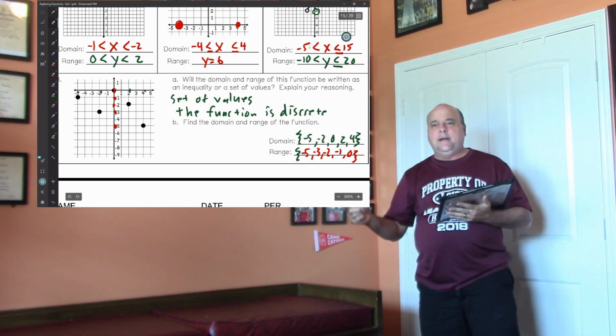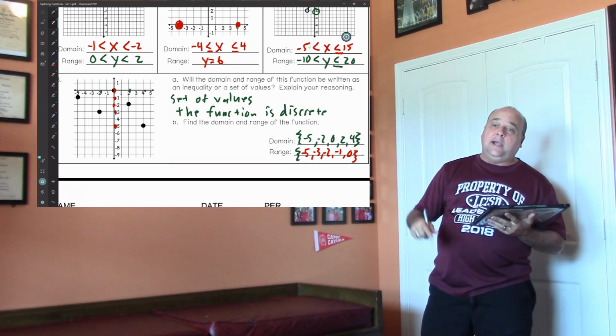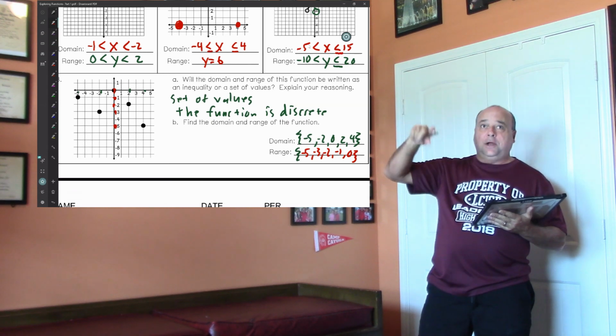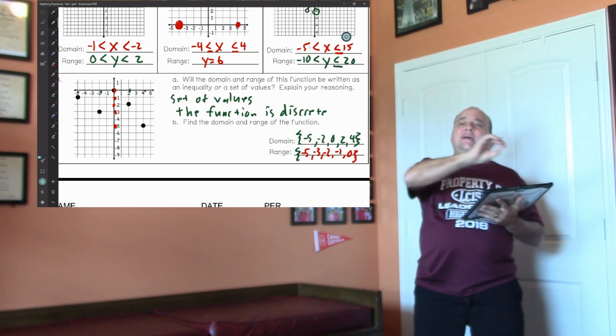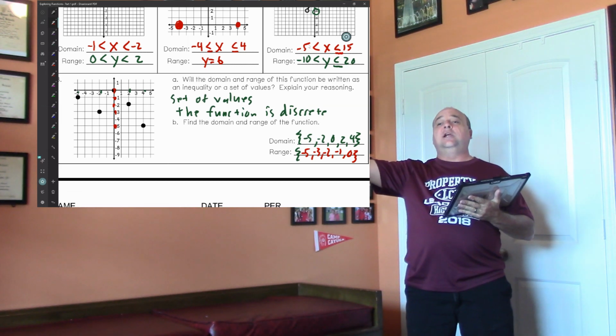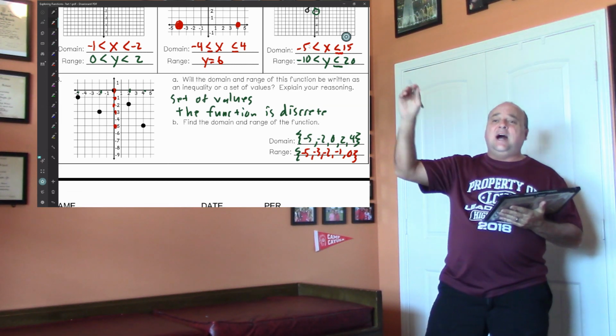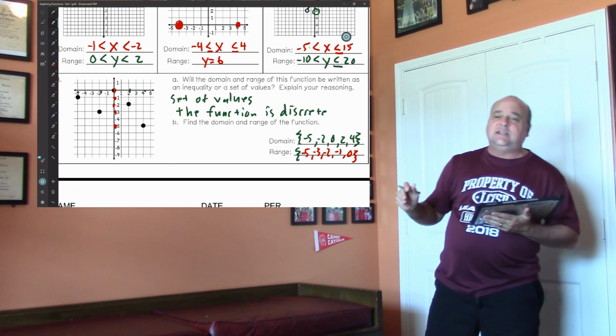So I just wrote down my domain and range. These would be the ordered pairs. Your x's are your domain, your range are your y's. So if you have a solid line, you will use inequalities. If you have dots, you'll just write down the numbers as a set of numbers.